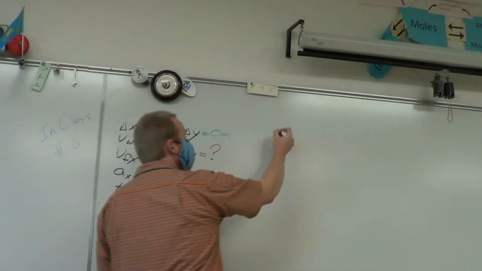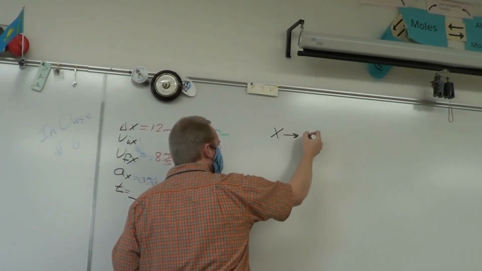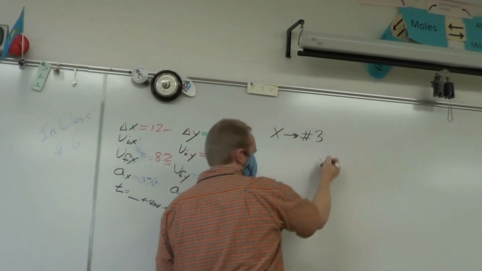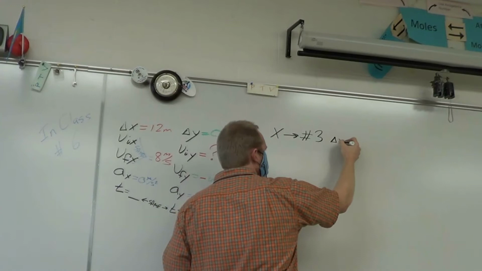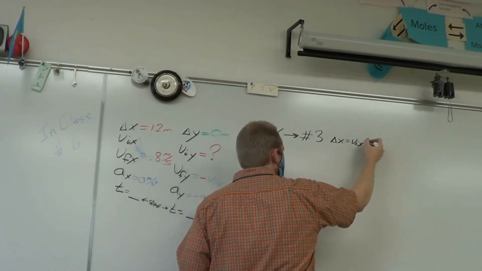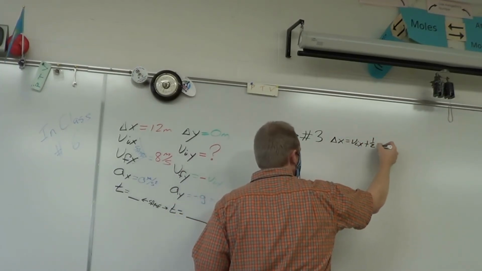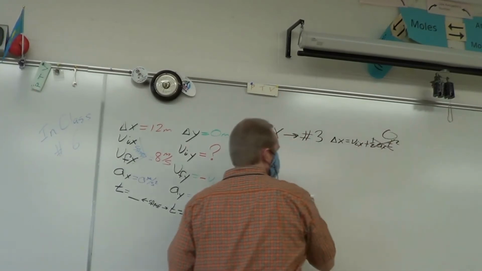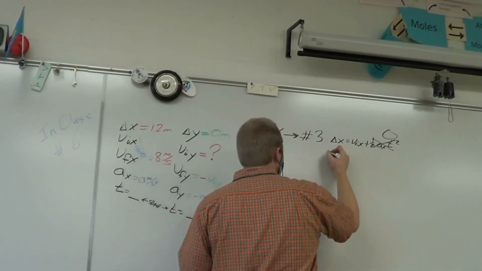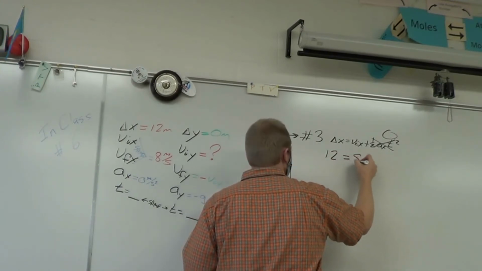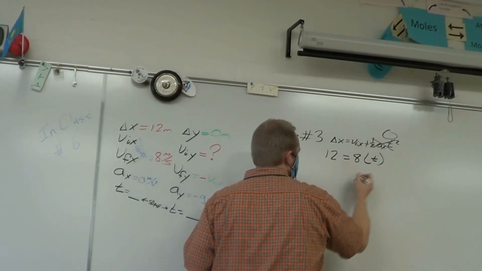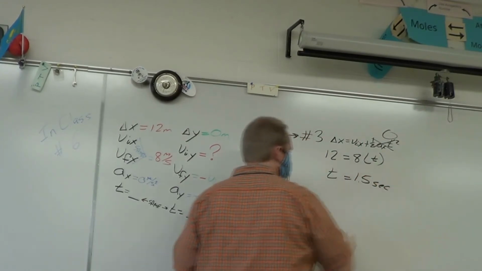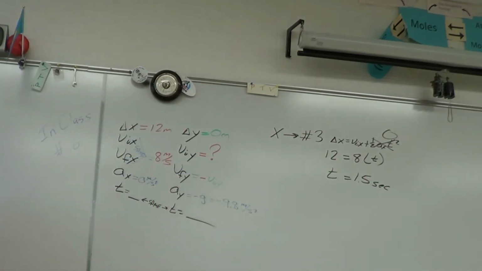So in the x direction, we do have enough information to solve for time using equation number 3. So in the x direction, delta x is equal to VIX t plus 1/2 AX t squared. But because my AX is equal to 0, that back chunk cancels out, and 12 is equal to 8 times t, where t is going to be 1.5 seconds.